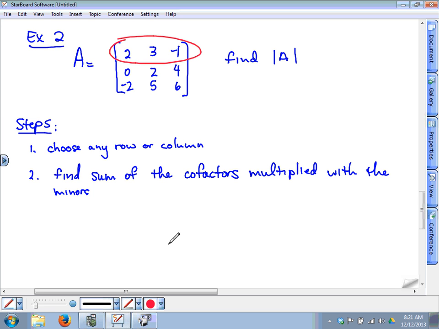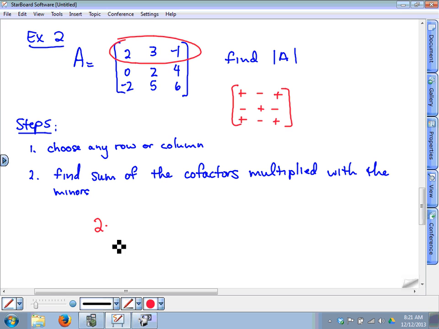Now the first entry in that row is 2, but that's not necessarily the cofactor. You got to remember that little pattern here. We have plus, minus, plus, minus, plus, minus, and then plus, minus, plus. So if I'm choosing this entry, what's the cofactor? 2. It's still going to be 2 because it's a positive number there. So 2 is the cofactor.